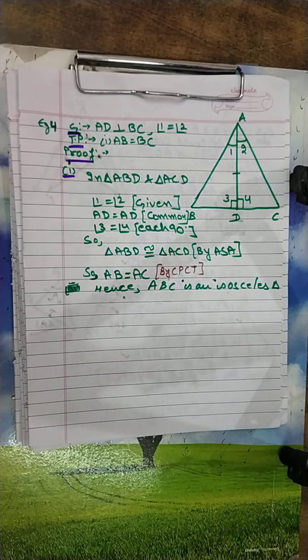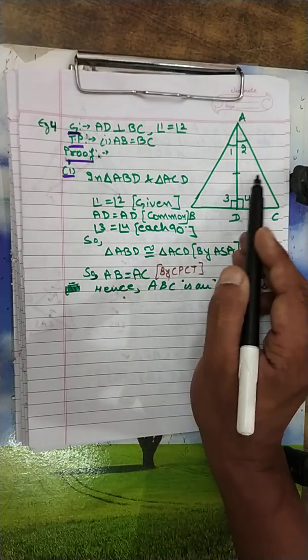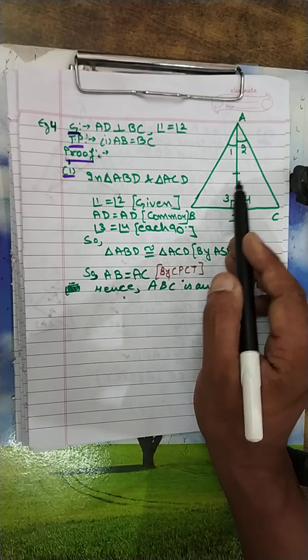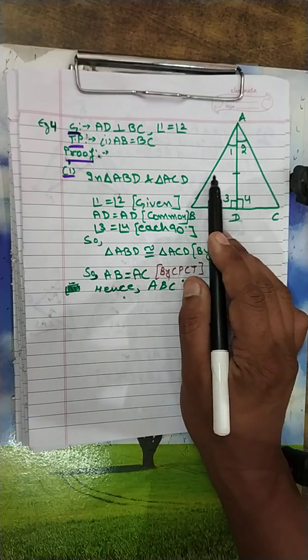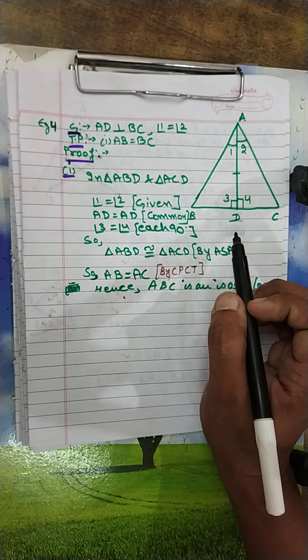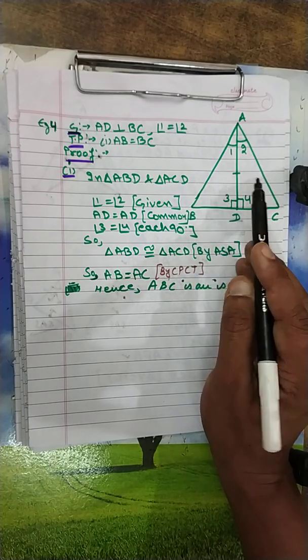We have to prove that the triangle is isosceles. It means we have to prove AB equals AC. Now AB is a part of this triangle, AC is a part of this triangle, and if we make both the triangles congruent, then by CPCT we say that AB equals AC. Now how to make these triangles congruent?